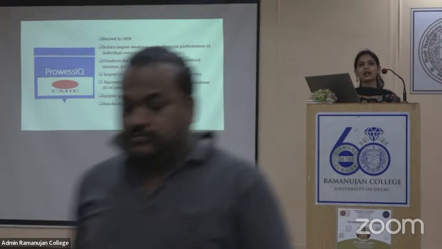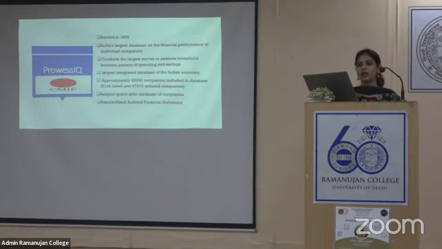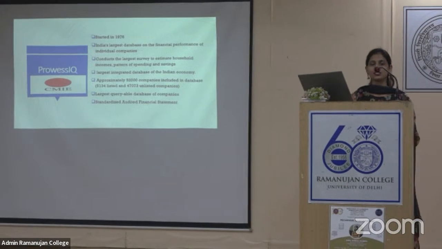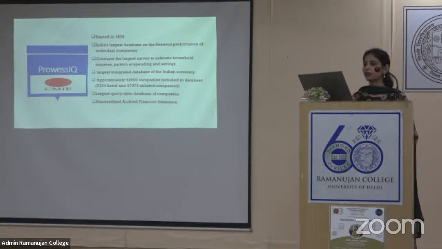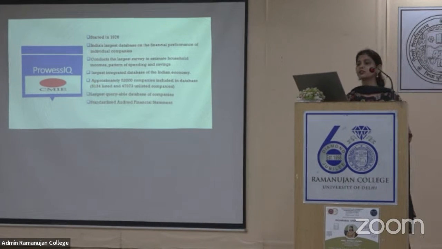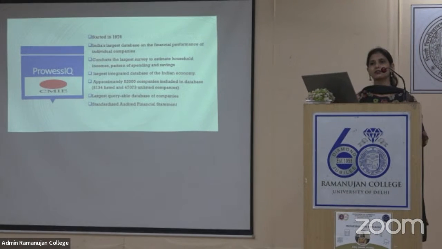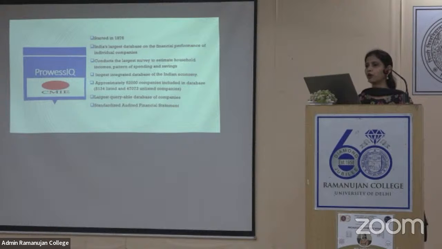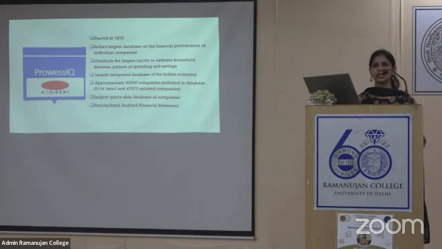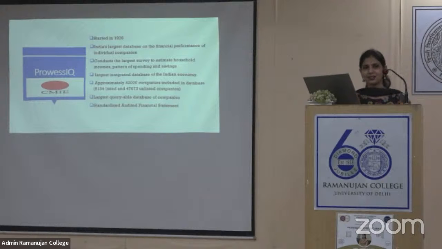CMIE is providing you Consumer Pyramids for information regarding households. It's the largest integrated database of the Indian economy. Approximately 52,000 companies are included in the ProwessIQ database. We can extract data of listed companies from their websites, from the BSE, NSE, but what about the unlisted companies, the unorganized sector? Are you able to extract data of unlisted companies?